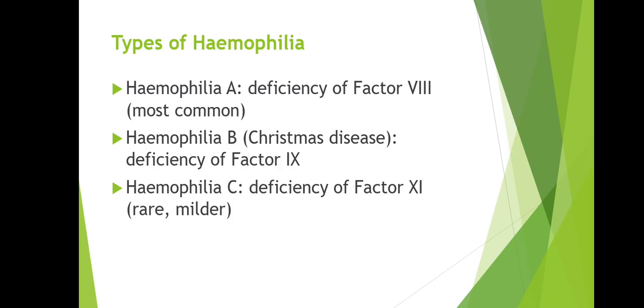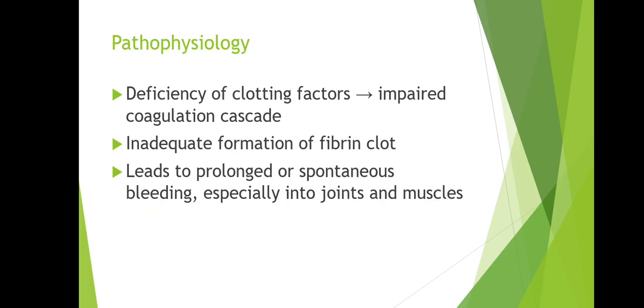Under types of hemophilia we have 4, though here we're just going to talk about 3 of them. We have hemophilia A, deficiency of factor 8, which is very important for it to combine with factor 9 so that they can form factor 10. We have hemophilia B, which is the deficiency of factor 9. Then we have hemophilia C, which is deficiency of factor 11. However, factor 8 deficiency is the most common one.